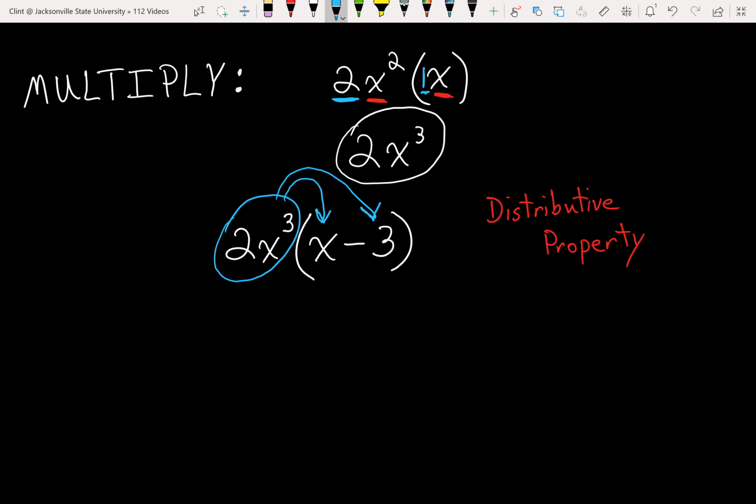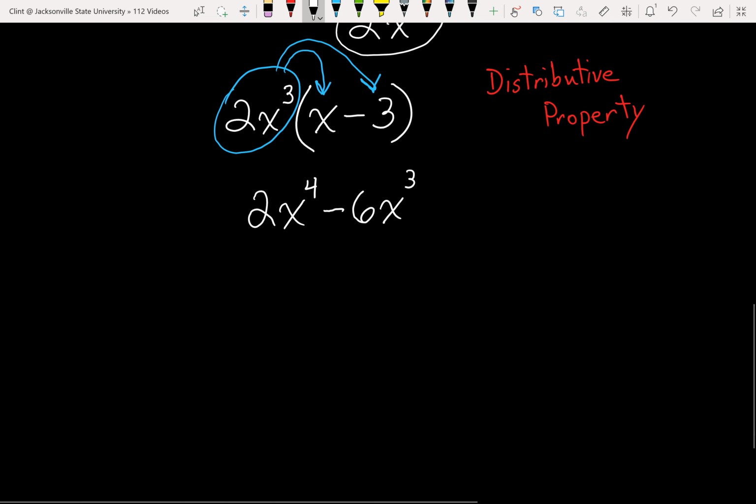Two steps here. So 2x to the third times x gives us 2x to the fourth. We add the exponents. Now we got to finish. We got to multiply times the other term. So 2x to the third times negative 3. 2 times negative 3 is negative 6, having the x to the third term there. Sometimes we need to use the distributive property. Just remember, when you're multiplying, you add the exponents.